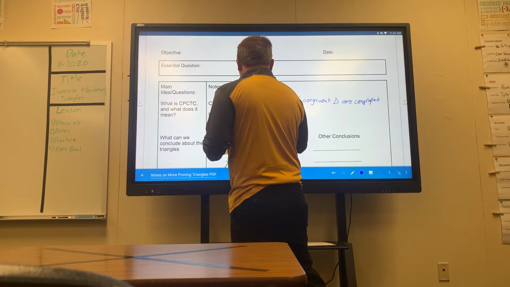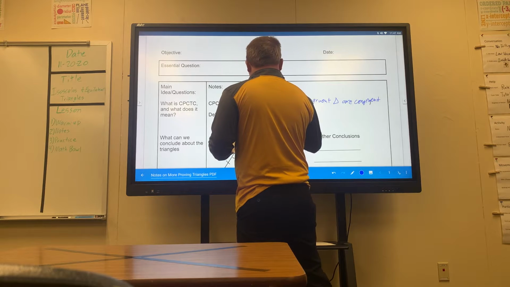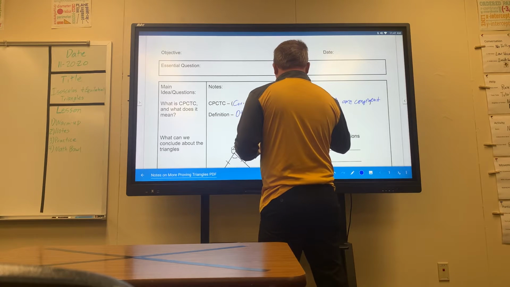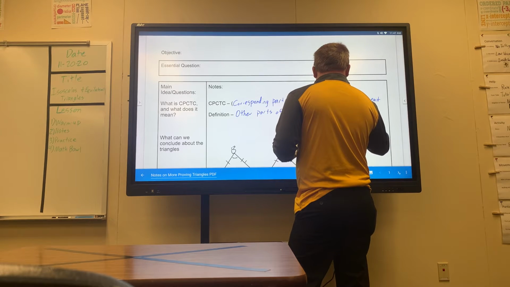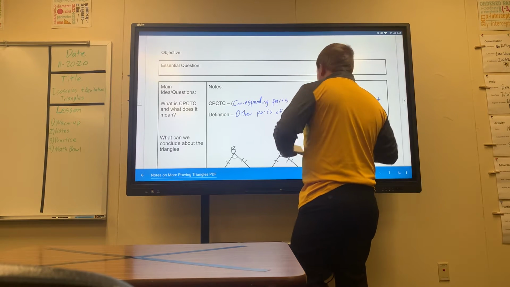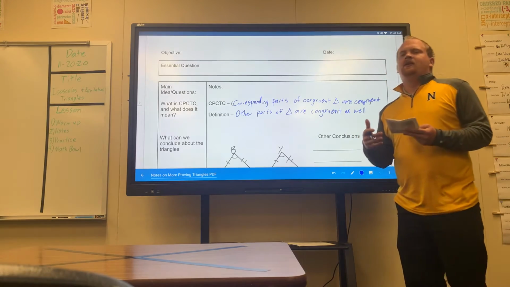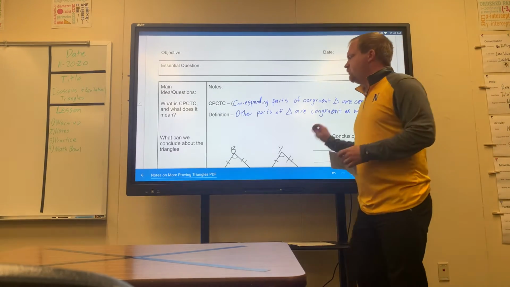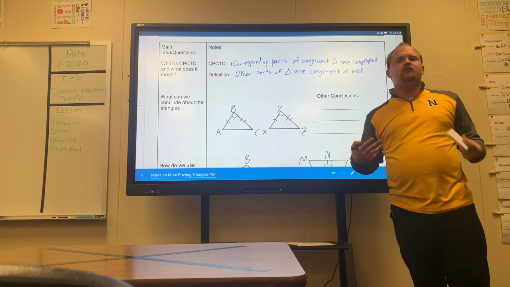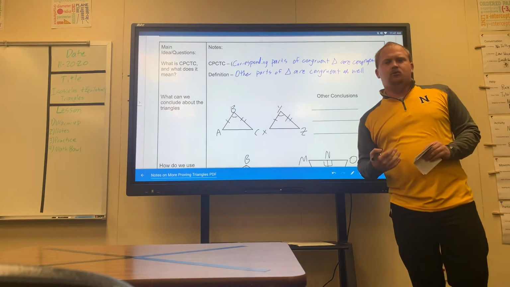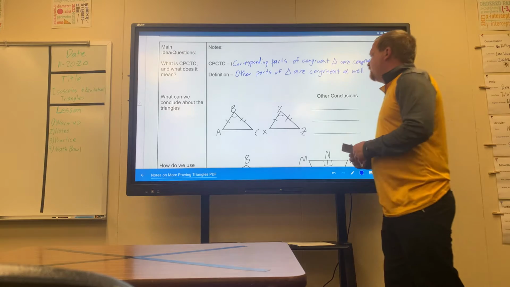Other parts of triangles are congruent as well. What I'm basically saying is that if we're able to prove that the triangles are congruent, then the parts that we don't have are going to be congruent as well. So here's a good example.